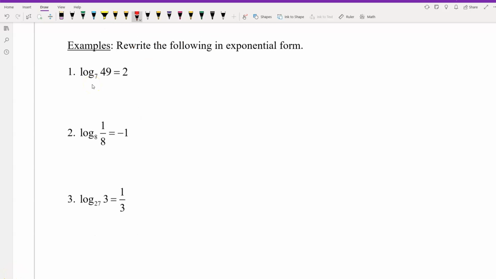Rewrite the following in exponential form. Log, here base is 7. So we have 7. Here use this number as a power. So 7 squared equal to what we have here on this part. So equal to 49. Number 2, here base is 8. Power is -1 equal to what we have here. So 1 over 8.